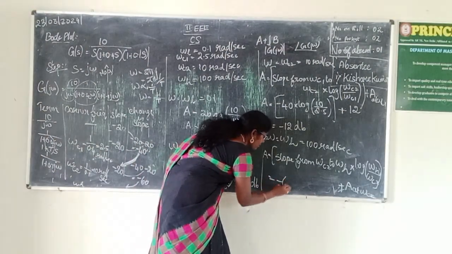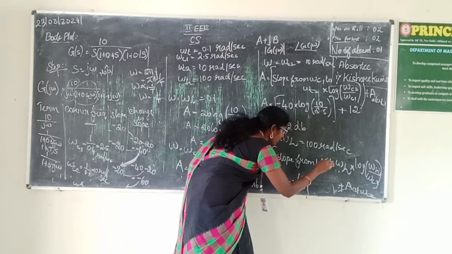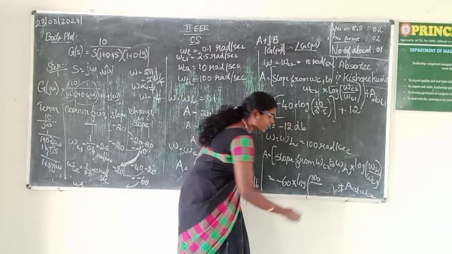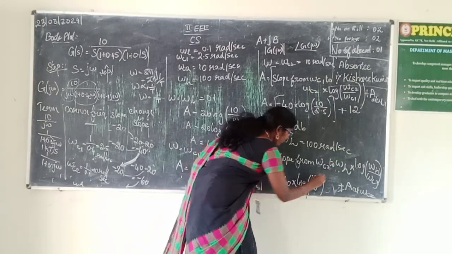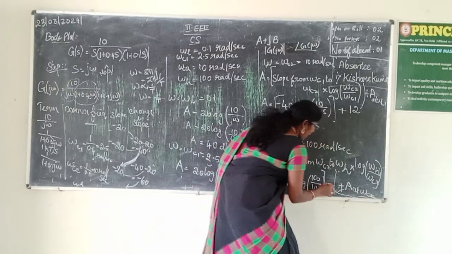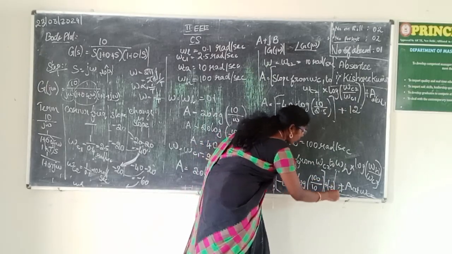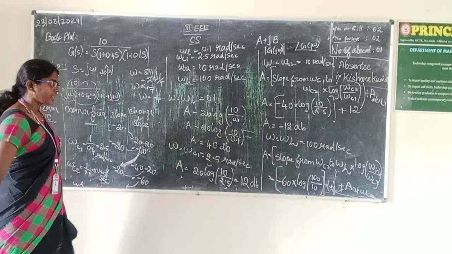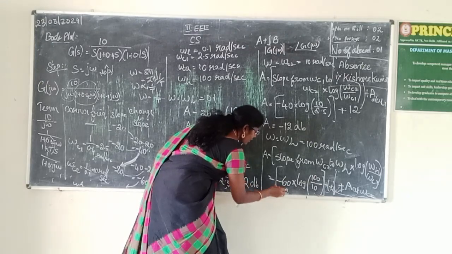So it will be substituted as minus 60 into log of what? What is omega H? 100, divided by omega C2. What is it? 10. We do this bracket first in the calculator, then add it with the previous value we have achieved, minus 12. Solve it. Tell me the answer. Minus 72. It is minus 72. Correct.